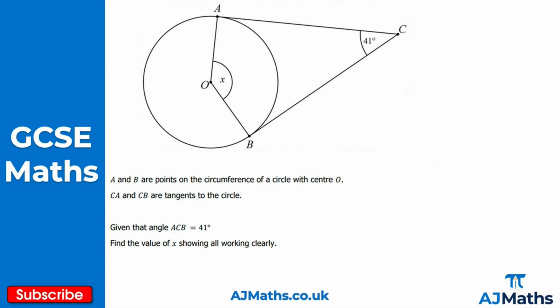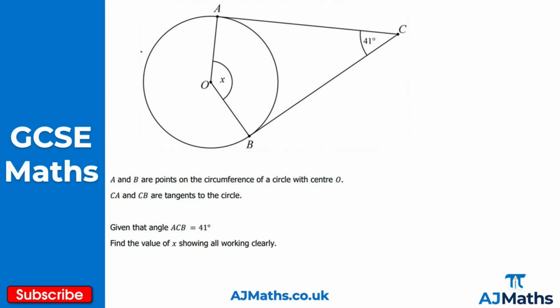Taking a look at this question now, I've got A and B, which are points on the circumference of a circle with centre O. We're told CA and CB are tangents to the circle. We're also given that the angle ACB is equal to 41 degrees, so this angle here. We want to find the value of x, showing all working clearly. So where do we begin here?